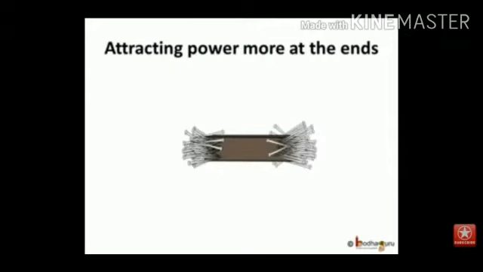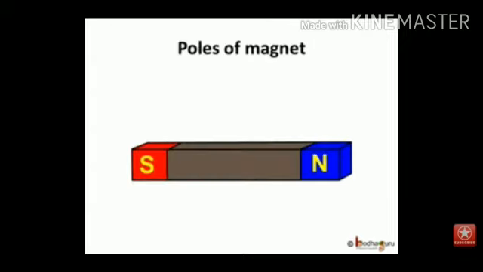So, magnetic poles have the maximum magnetic power and the magnetic force is negligible at the center of the magnet. And here one thing I need to say again, that there are two poles of a magnet; one is named North Pole, another one is named South Pole. You can see North Pole is written as N and South Pole is written as S.